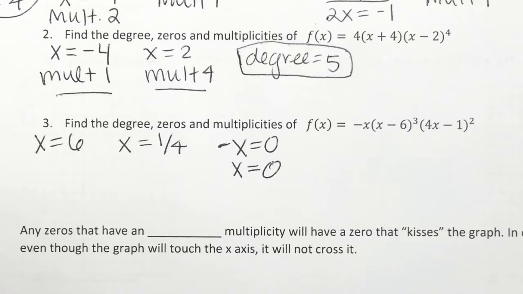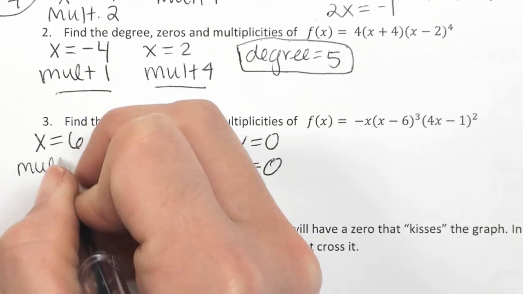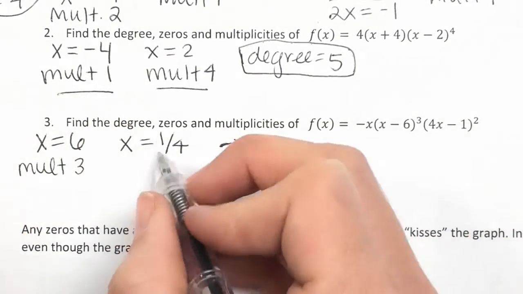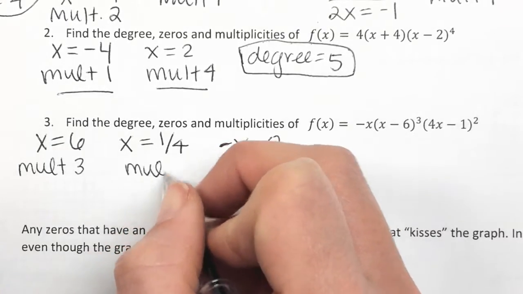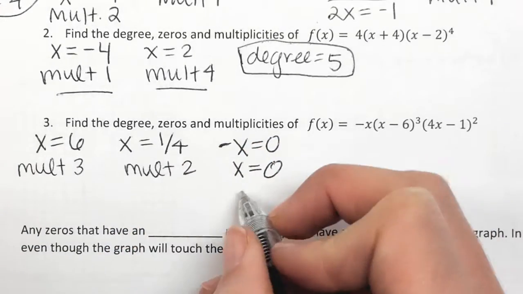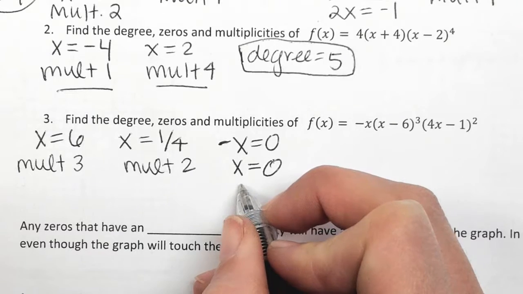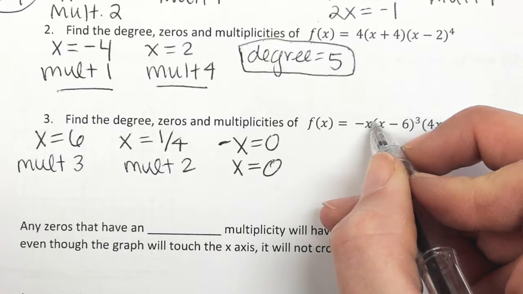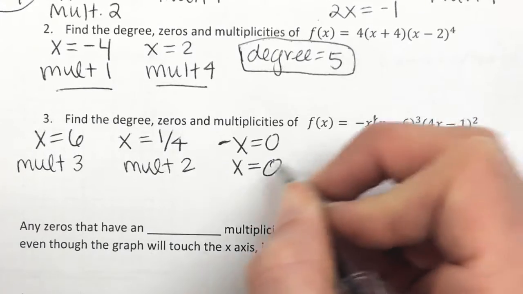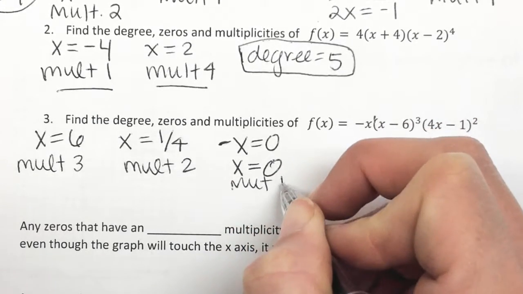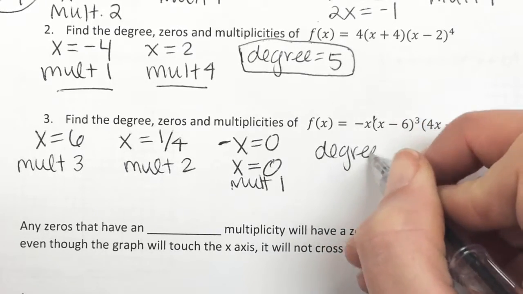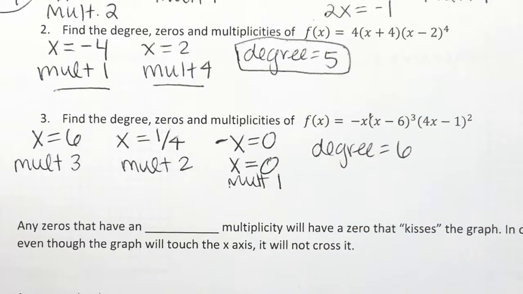Alright, Dylan, what's the multiplicity for x equals 6? Good. Perry, what's the multiplicity for x equals 1/4? 2. Seth, what's the multiplicity for x equals 0? What's the exponent? Oh, 1. Good, that's it. So John, what's going to be the degree of this polynomial? 6. Very good.